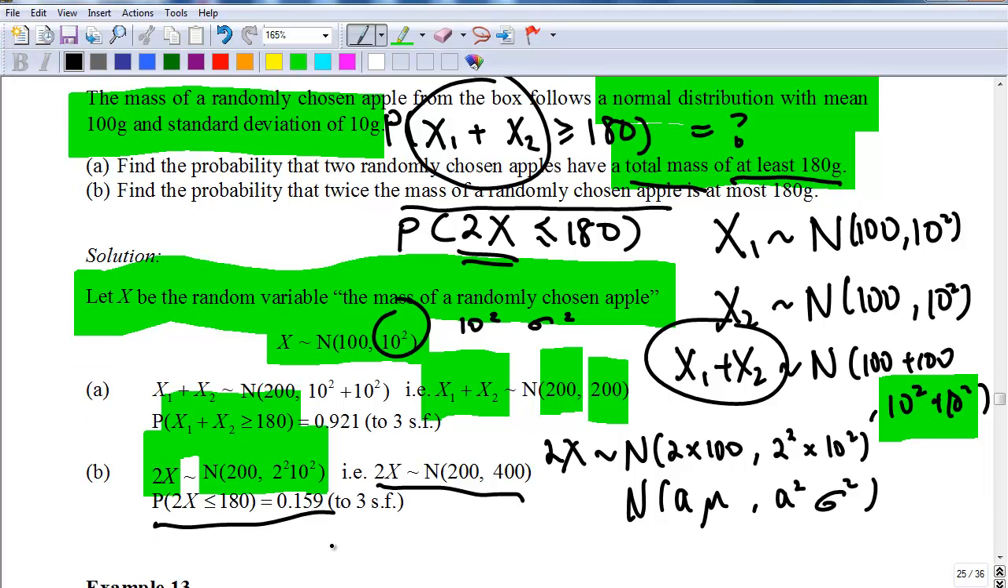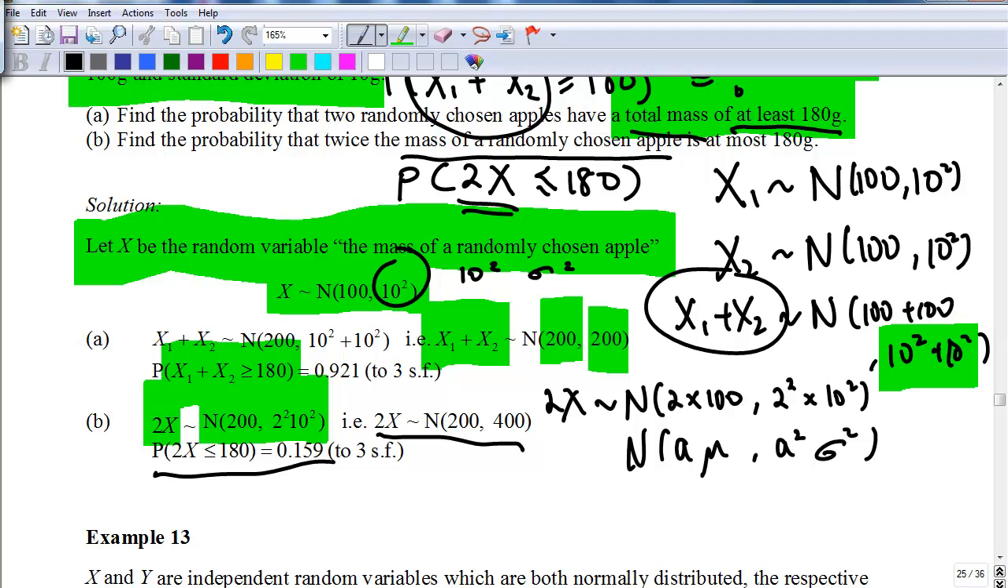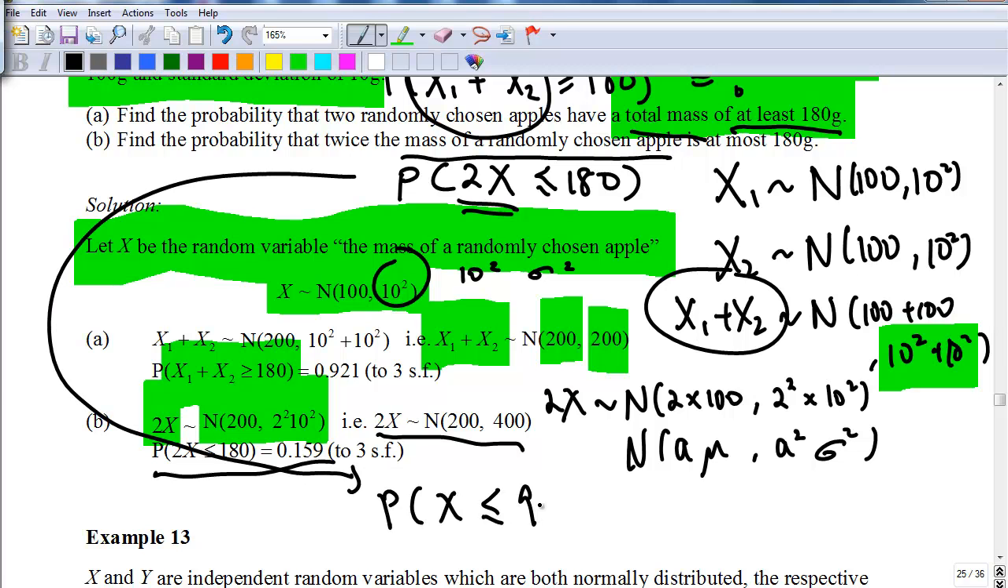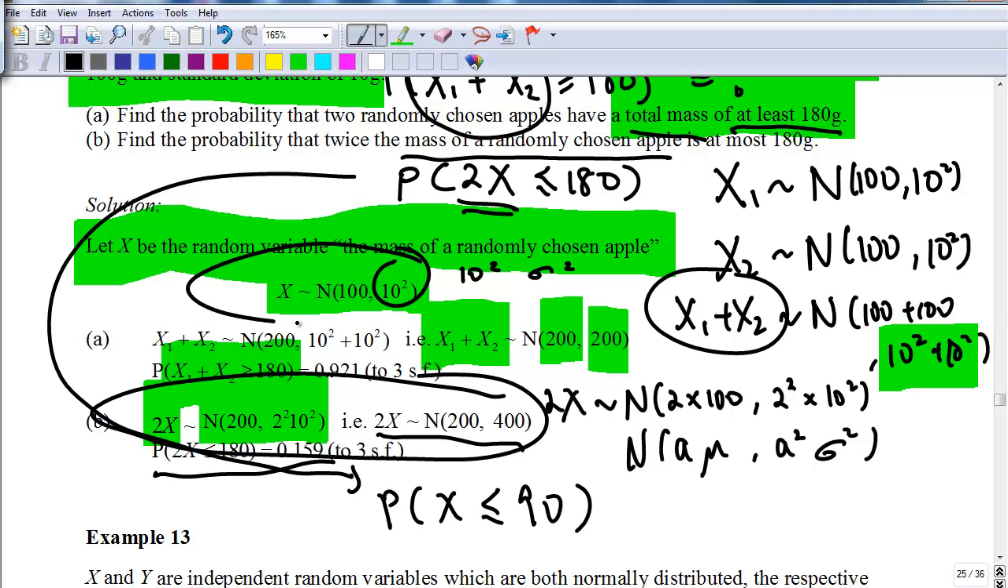Now the other way involves less working. Actually all you need to do is to say from here, why don't I just divide by 2 throughout? If you divide by 2 throughout, then you don't have to come up with this new distribution. You could have used the old one instead. And then if you press the GC, you will still get the same answer. Okay, done.